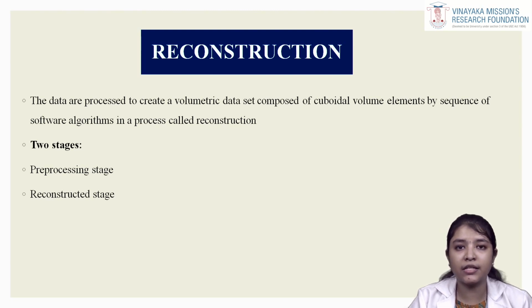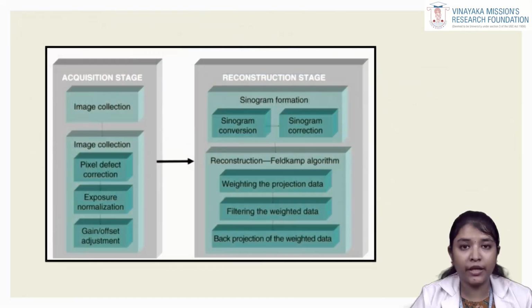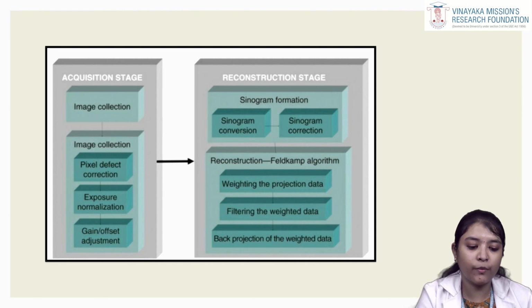This takes place in two stages, the pre-processing stage and the reconstruction stage. This image shows a schematic diagram of where the reconstruction takes place. The pre-processing stage starts in the acquisition computer, where after obtaining the raw data, it is transferred to a computer, and this is the first stage it undergoes. The image collection is followed by pixel defect correction, exposure normalization, and gain or offset adjustment.